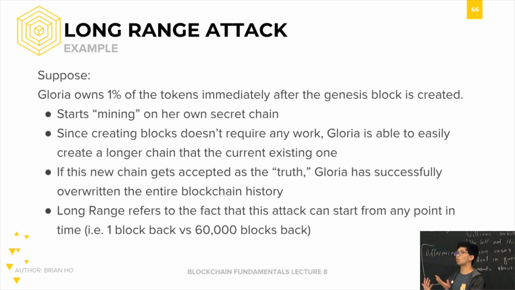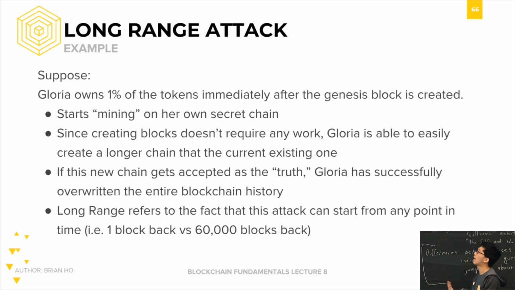Since creating blocks doesn't really require any work, she can easily create a large number of blocks in a very, very short amount of time. And so if this chain ever gets adopted as the truth, she can successfully overwrite the existing history of the blockchain, and that's really bad. So the long-range attack really refers to that this attack can start from anywhere in the blockchain history. It can start from just one block back, but it can also start all the way back from the genesis block, or somewhere in between, right?